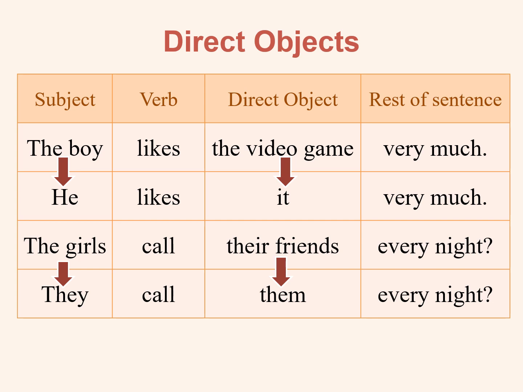In the second example on this slide, we see the girls call their friends every night. Then in the second version, they call them every night. They is being used to replace the girls. Them is being used to replace their friends. Because the girls is in the subject position, we use the form they to replace it. Because their friends is in the object position, we use the pronoun form them to replace that object, their friends.